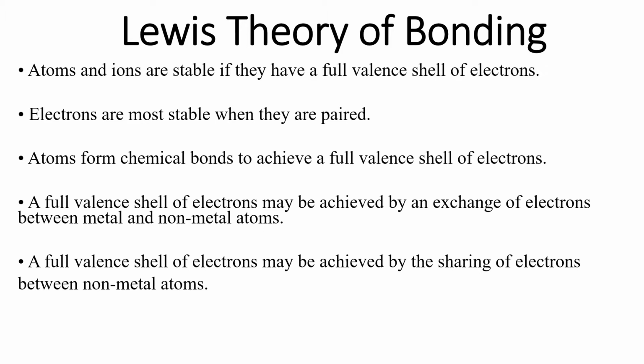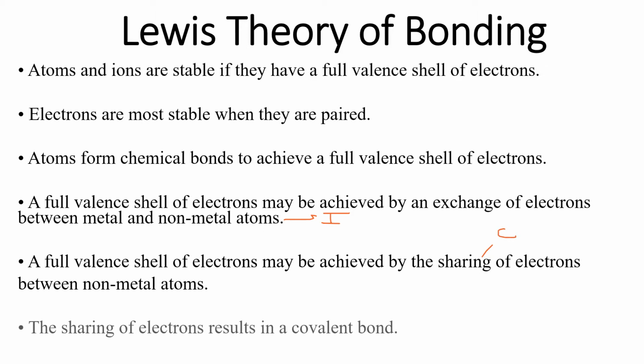So by the way, this is going to be the ionic thing when you gain and lose, and sharing is going to be covalent. And we'll be learning more about that in a second here. And lastly, the sharing of electrons results in covalent bonds.